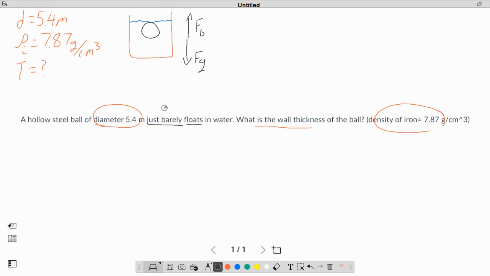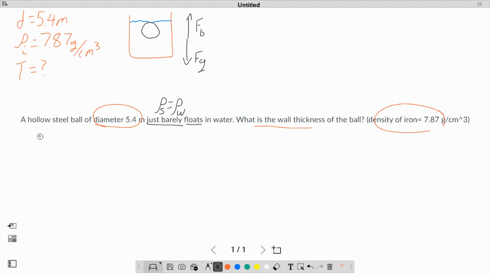But the fact that it says it just barely floats, what that's trying to get across to us is essentially the entire sphere is covered in water, right? But it's not sinking, right? What this is trying to tell us is that the density of this sphere should equal the density of the water. That's what this little phrase tells us here. Okay, so I think we pulled out the information that we know.